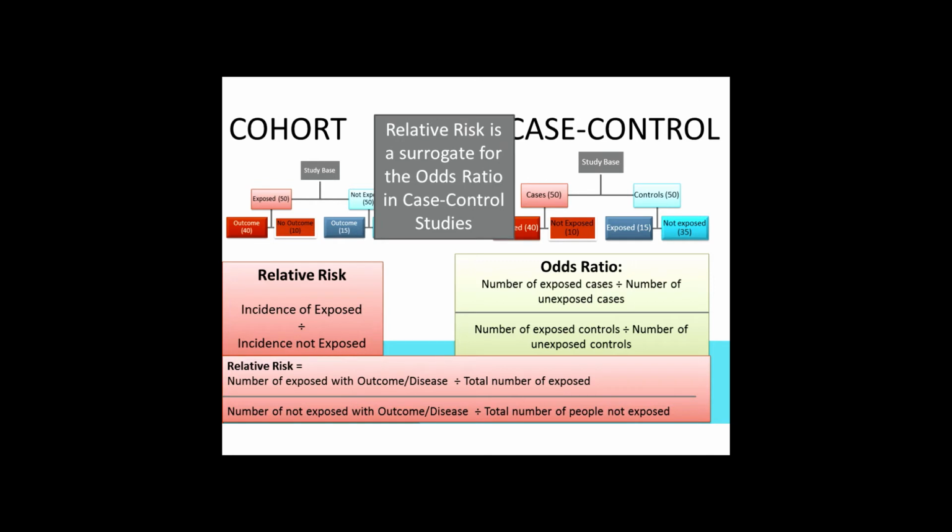So just a comparison of your cohort study versus your case control study. Relative risk in your cohort study is very similar to using your odds ratios in your case control study. So it's your incidence of your exposure over your incidence of those not exposed, and your relative risk is simply the ratio or the division of the two. And your odds ratio is calculated as the number exposed divided by the number of unexposed, over the number of exposed divided by the number of unexposed, cases and controls.